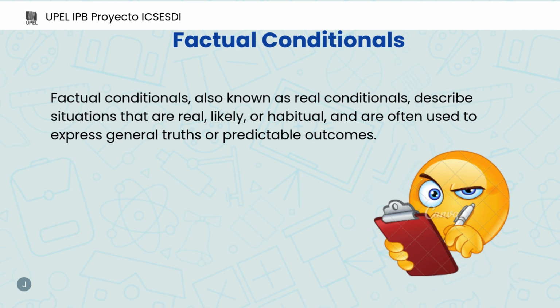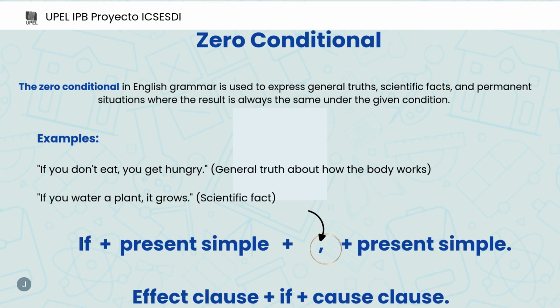Let's start saying what a factual conditional is. Factual conditionals, also known as real conditionals, describe situations that are real, likely, or habitual, and are often used to express general truth or predictable outcomes. So it means factual conditionals talk about predictable or real situations. It means the effect of the situation is very probable.